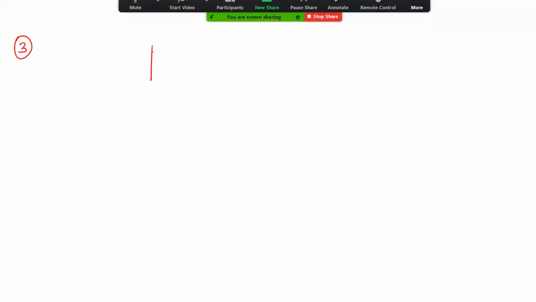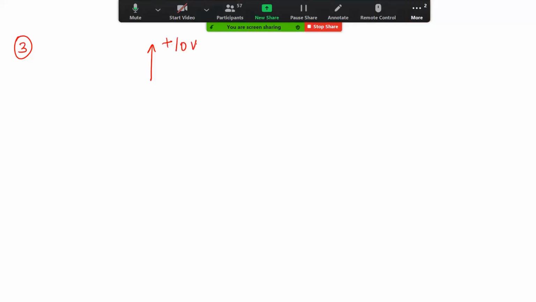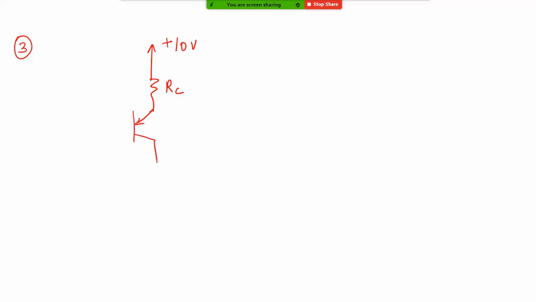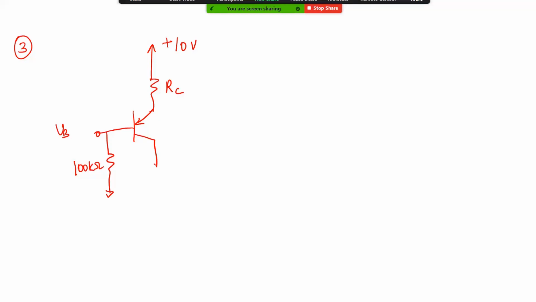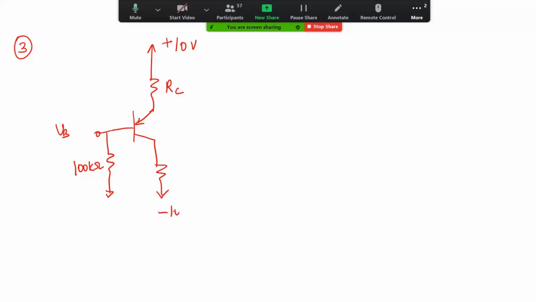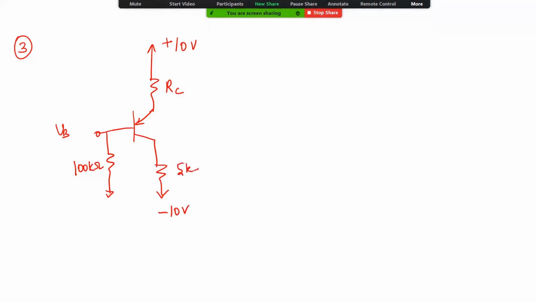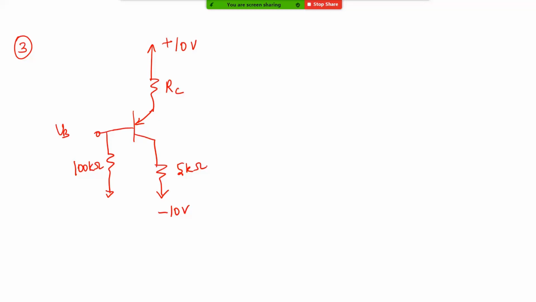Now this is a PNP transistor. This is a plus 10 volt supply. You have a resistor, this is RC. This is a PNP transistor, and you have VB here, and you have a 100 kilo ohm resistor. This is minus 10 volt. This is 5 kilo ohm. So this is VC, this is VE.